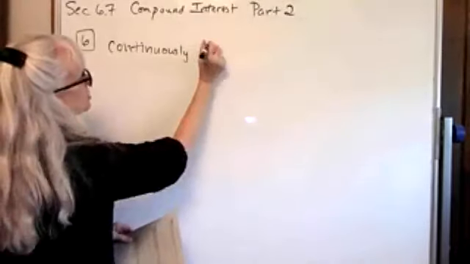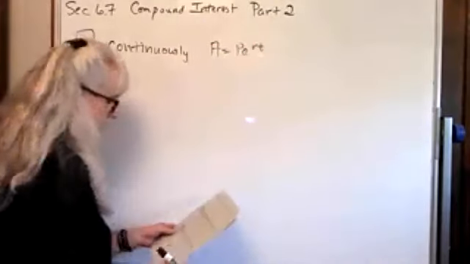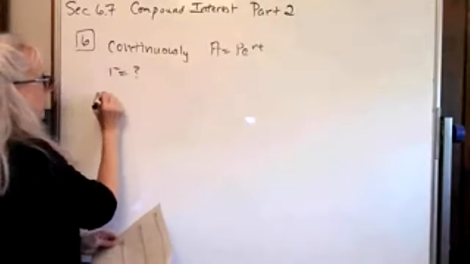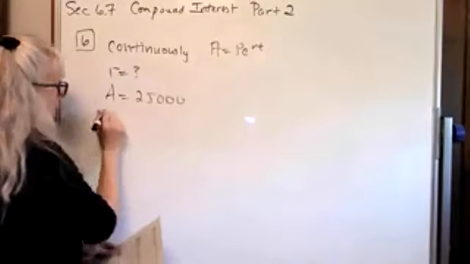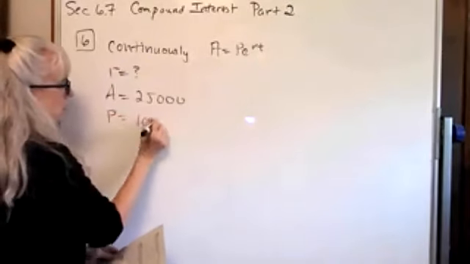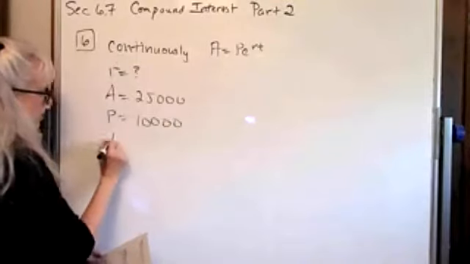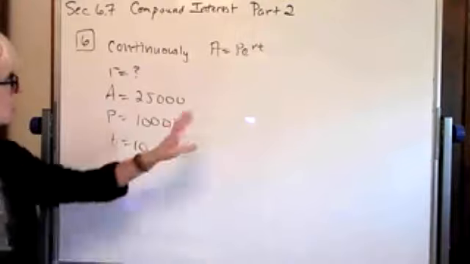So continuously tells us to use A equals P e to the rt. But this time we're looking for the interest rate. So the interest rate is the unknown. Well, we know the amount in is the 25,000. That's how much she wants for her daughter. The principal we have now is $10,000, and we know that it's going to take 10 years. So in 10 years, what kind of interest rate do we need in order to reach that amount?